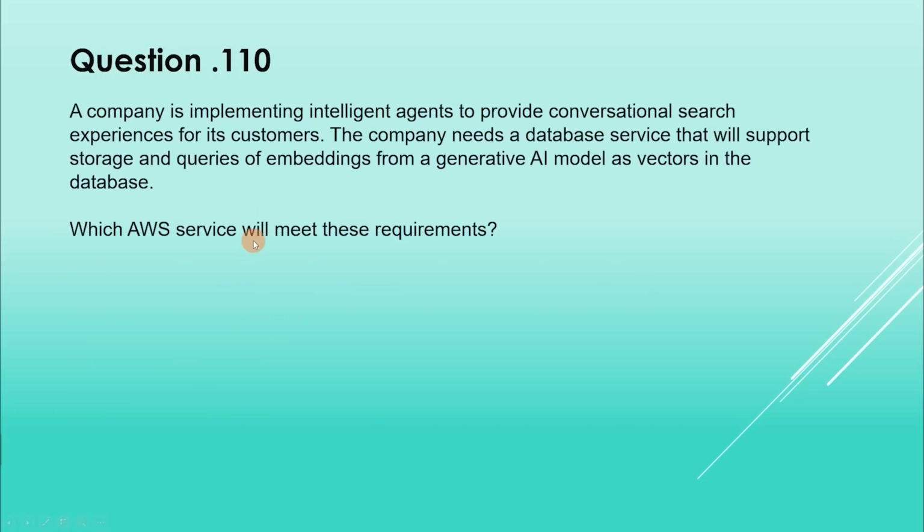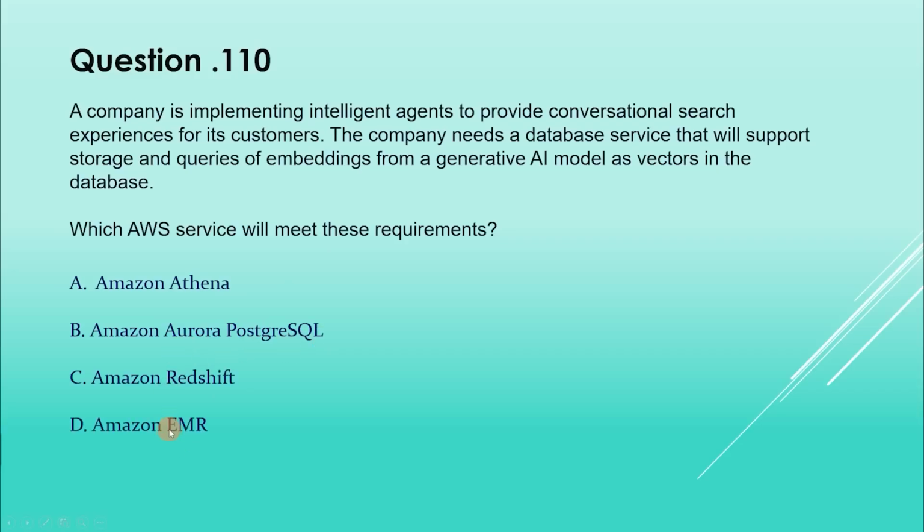Question number 110. A company is implementing intelligent agents to provide the conversational search experience for its customers. The company needs a database service that will support storage and queries for embeddings from a generative AI model as vectors in the database. Which AWS service will meet these requirements? Here are the options. Option A, Amazon Athena. Option B, Amazon Aurora PostgreSQL. Option C, Amazon Redshift. And option D, Amazon EMR.